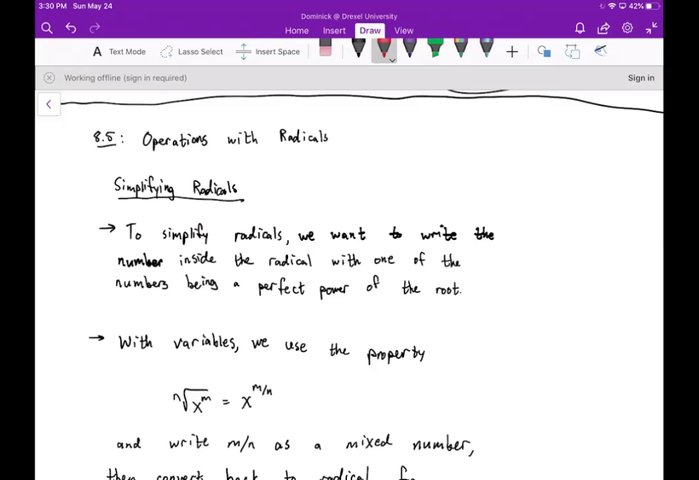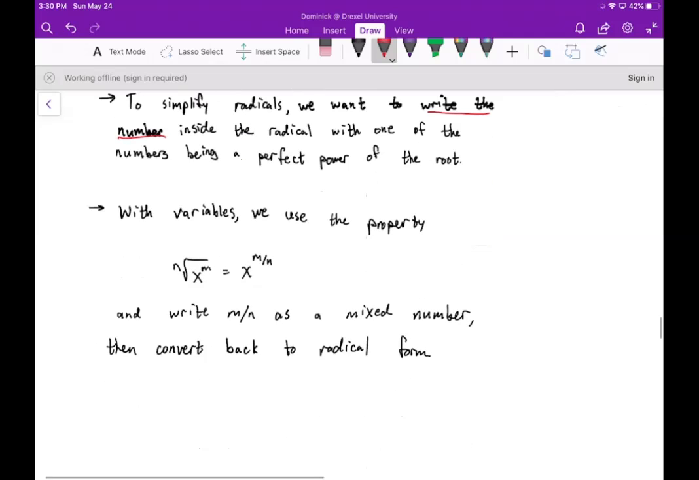So to simplify a radical, if you have a number at least, what you want to do is write that number inside the radical with one of the numbers being a perfect power of that root. Then once you do that, you'll have a perfect power that you can simplify, and then you just multiply that by the root of whatever's left. Now, if you have variables, you use the fractional property, right? You convert it to fractional exponent form. You write that fraction as a mixed number, and then you convert back, right?